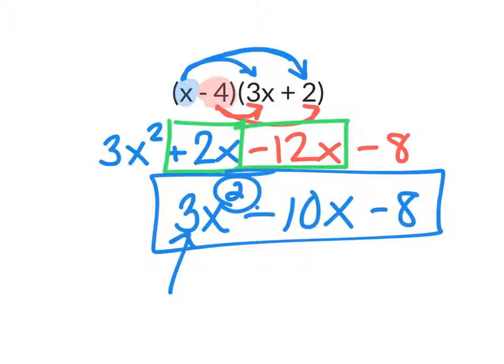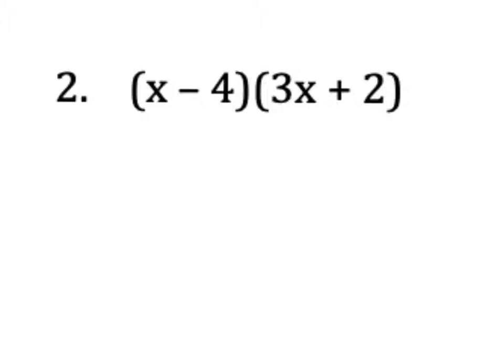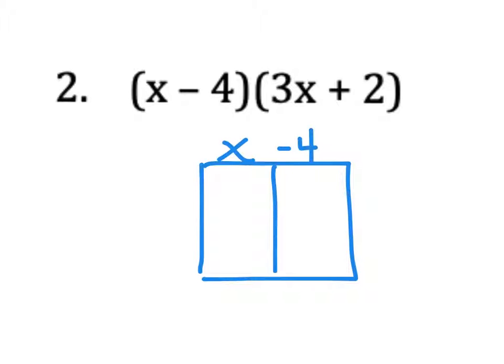The first one I just did using the distributive property. Let's try another one, but I'm going to show you a different method for this one. I'm going to show you the box method, and you can decide what you like best. So what I do is I take this first x minus 4, those are my two terms, and I make this box here. I'm going to make a 2 by 2 box to make 4 cells, because I'm going to do 4 sets of multiplication. And then 3x plus 2, I'm going to put here along the side.